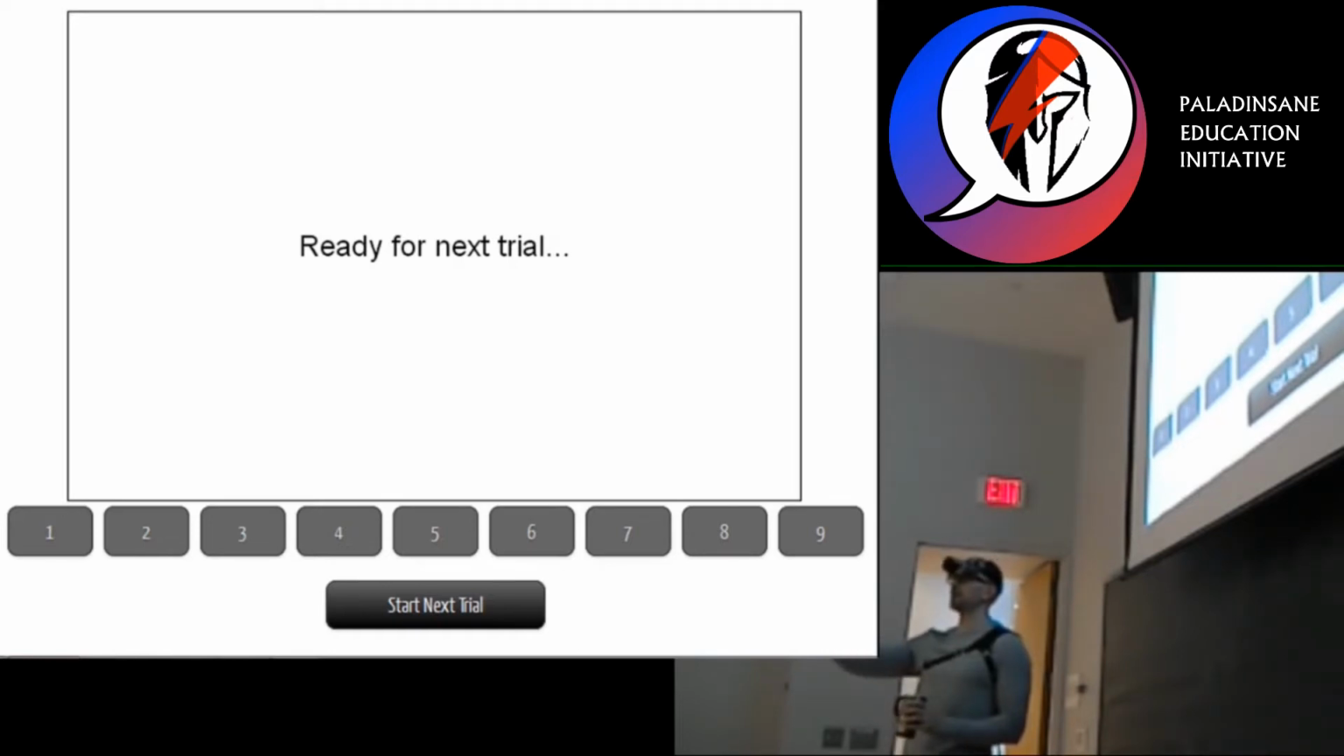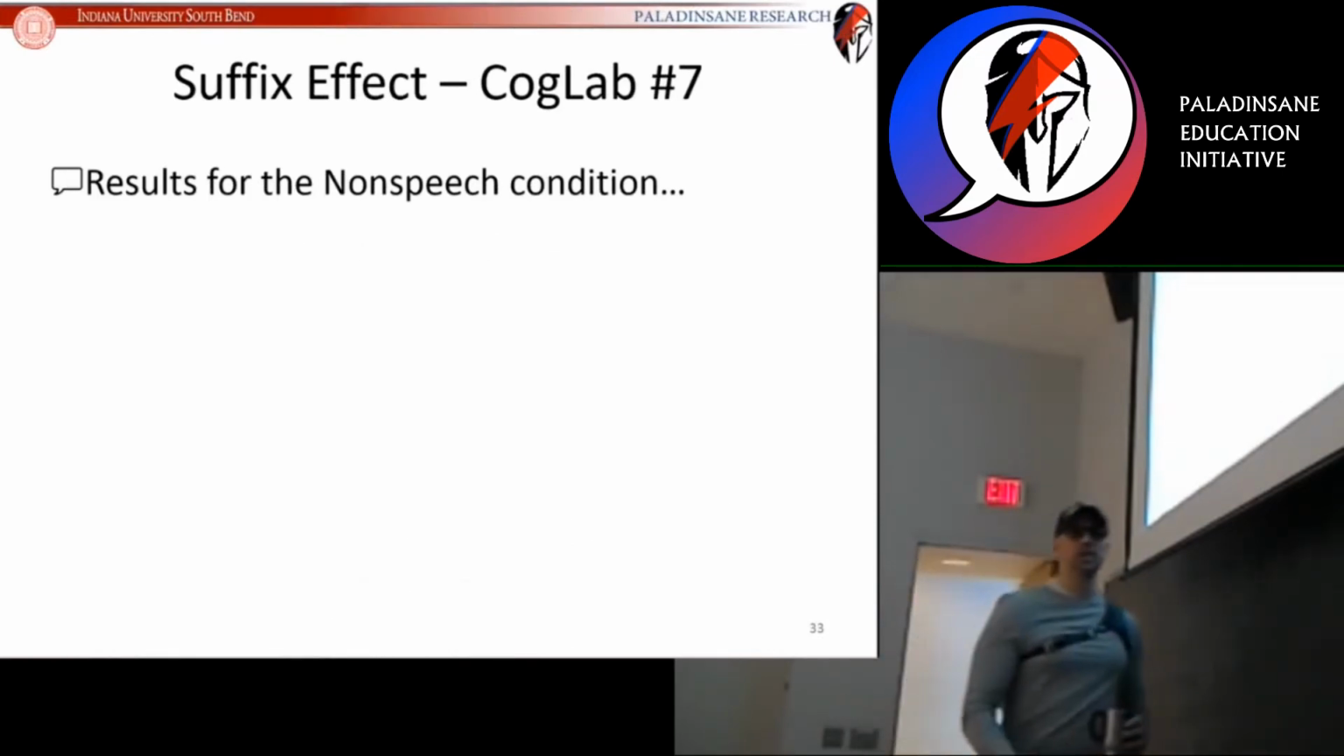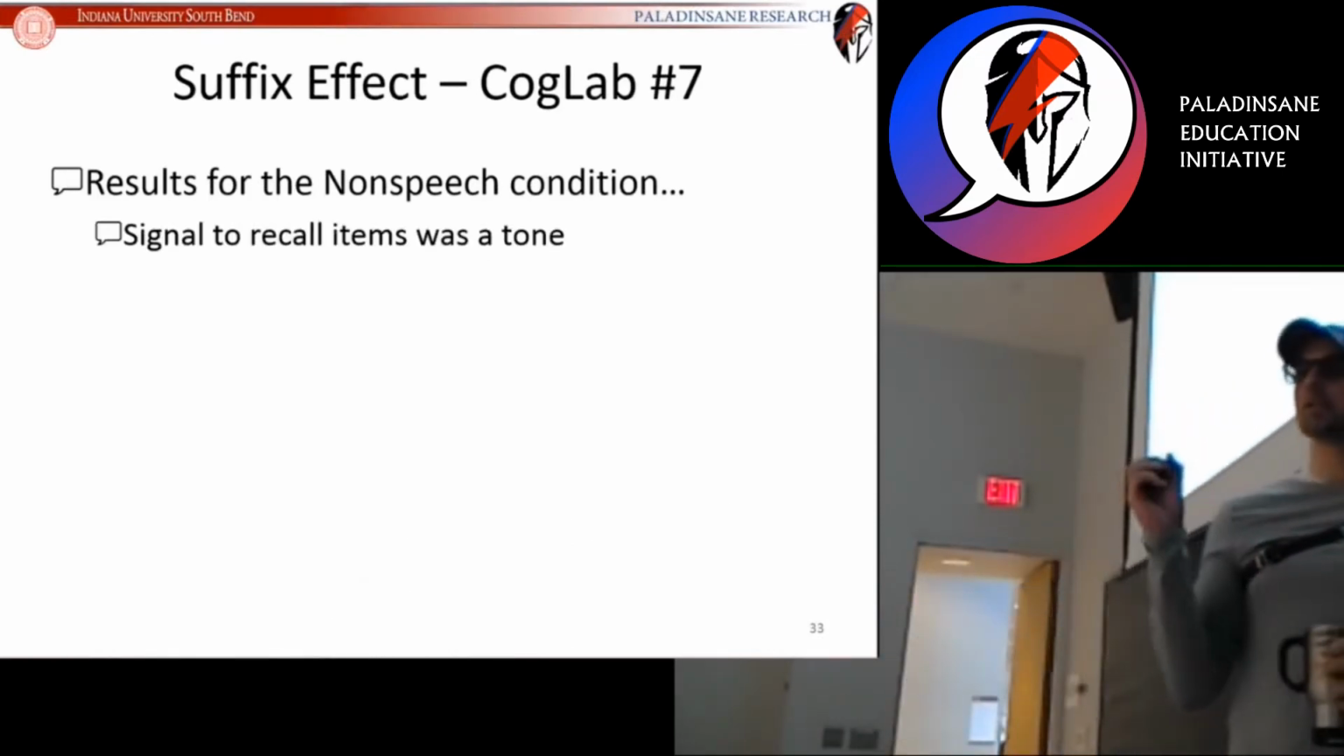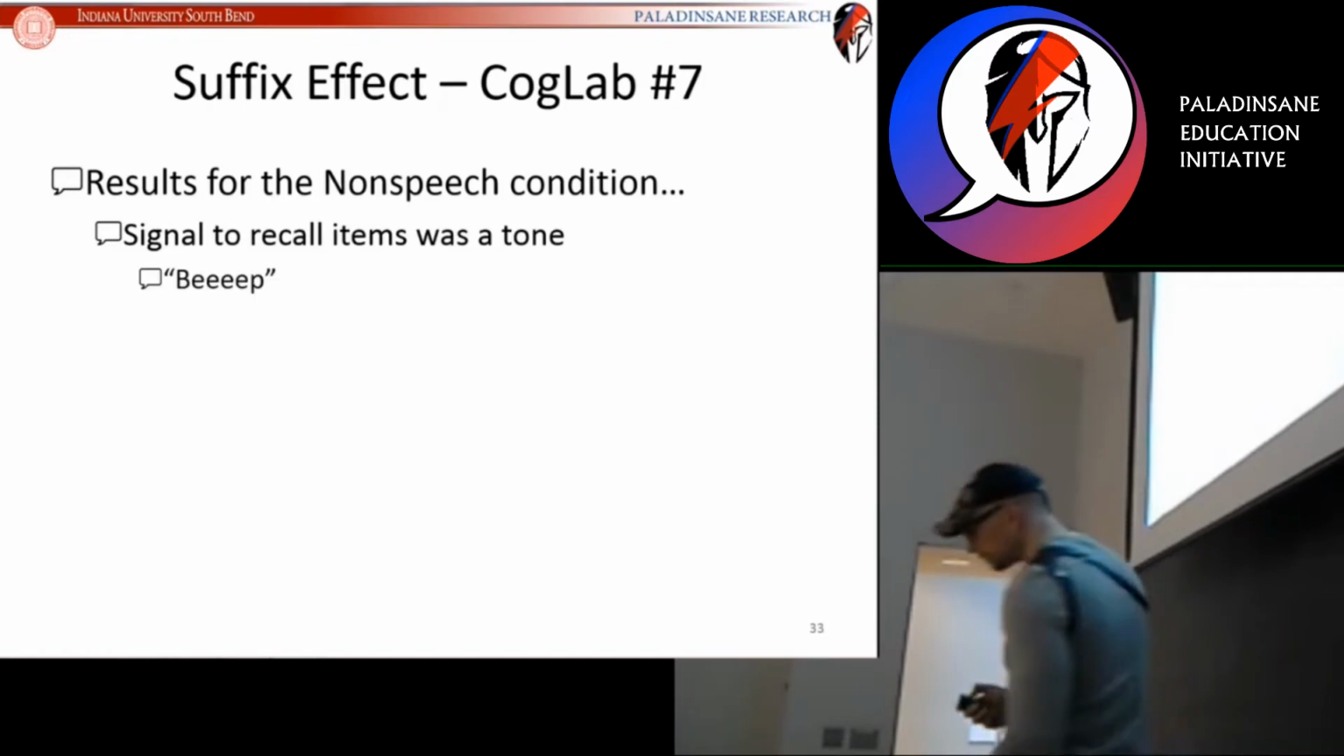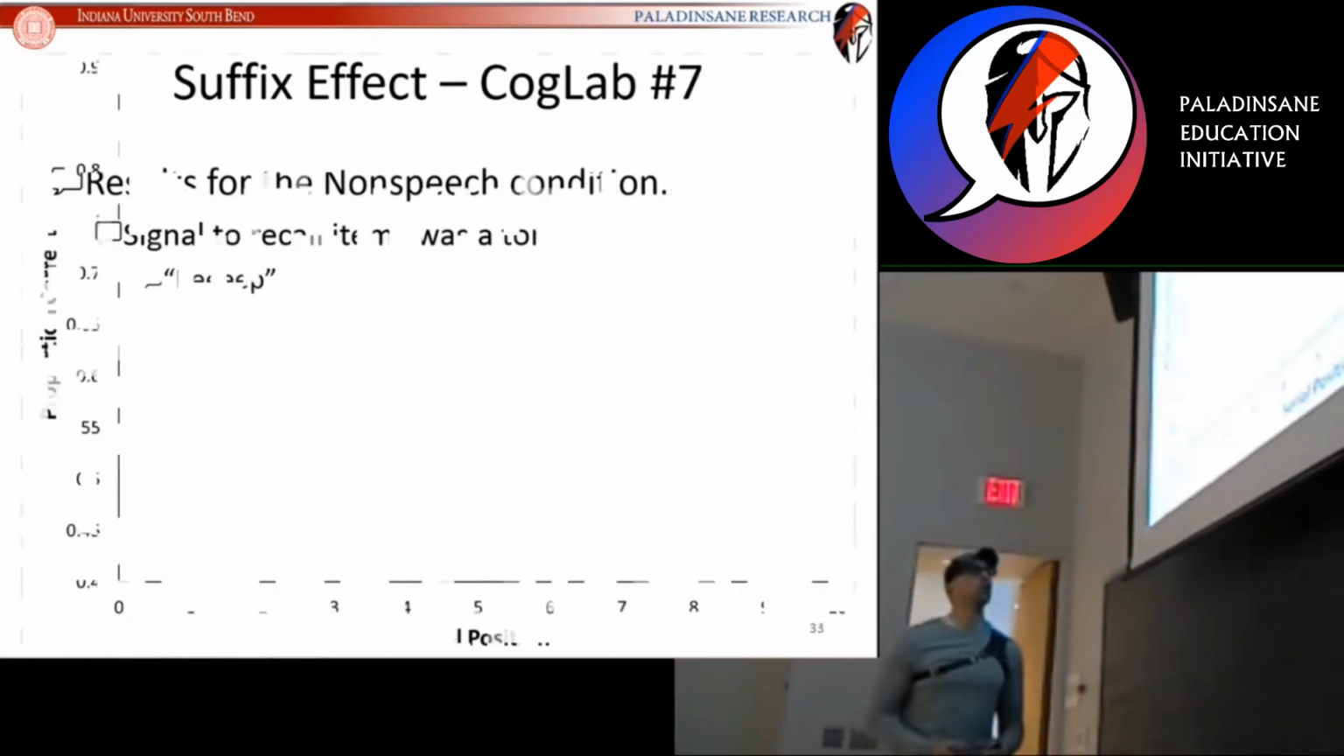4, 7, 5, beep, would be one trial. 2, 8, 4, 6, 4, 3, 7, 2, 0 would be another trial. All right. So results for the non-speech condition. This is where the signal to recall the item was a tone. It was a beep. So what did we find?